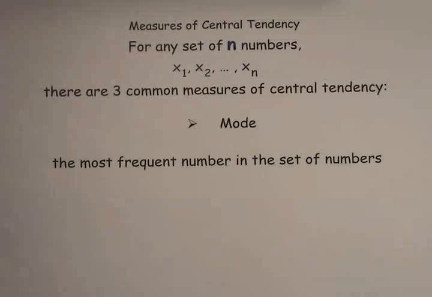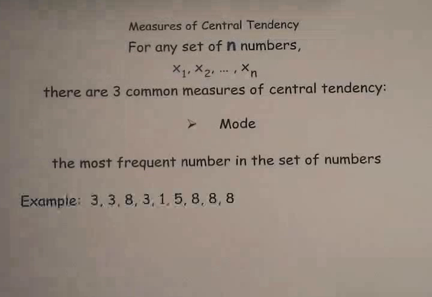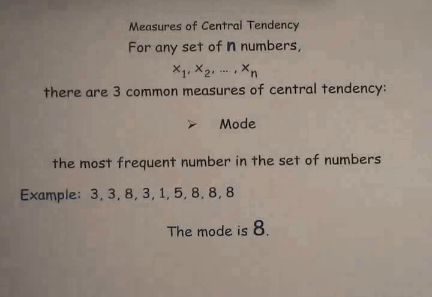The first is called the mode, and the mode is simply the most frequent number in the set of numbers. For example, if you had these numbers 3, 3, 8, 3, 1, 5, 8, 8, 8, the mode is 8 because there are four 8s, and that's more frequent than any other number in the set. Now, it's possible for a set of numbers to have two modes. In other words, if there were four 8s and four 7s, then the distribution would be called bimodal. So it is possible to have more than one mode, but assuming that there is one number that is most frequent, that number is known as the mode.